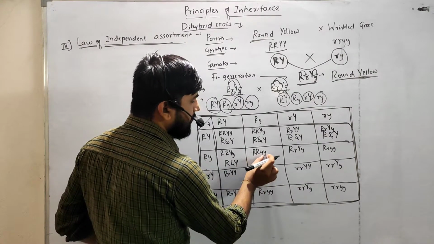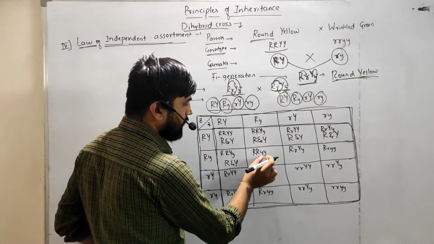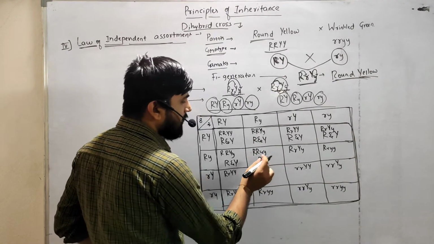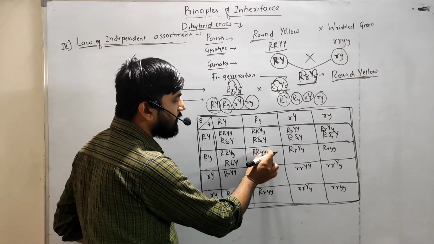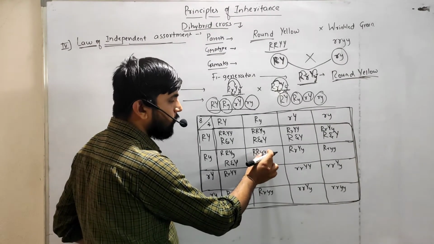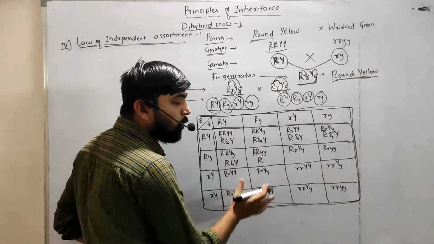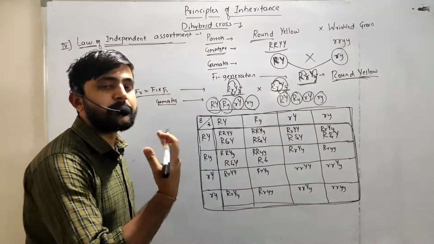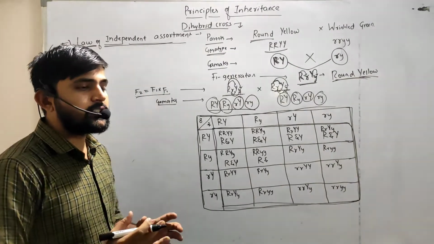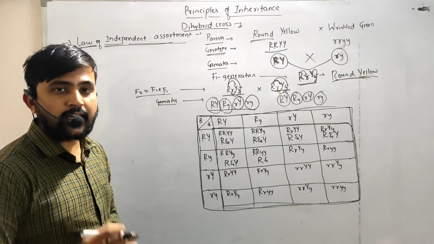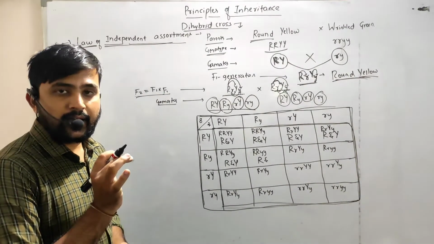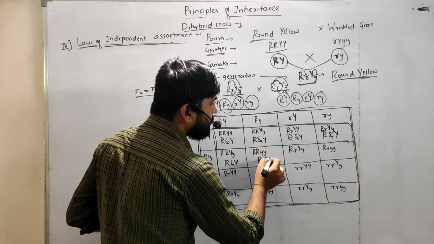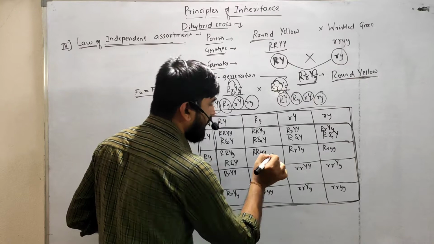And capital R, capital R, small y, small y. Capital R in homozygous condition represents round. And both small y are in recessive form. There is no presence of the dominant. At this time, the recessive can express its character. Recessive will express its character when they are in homozygous condition. It is round and green.